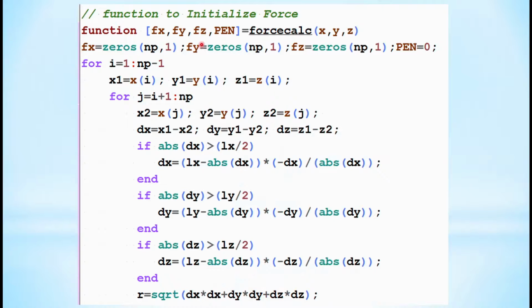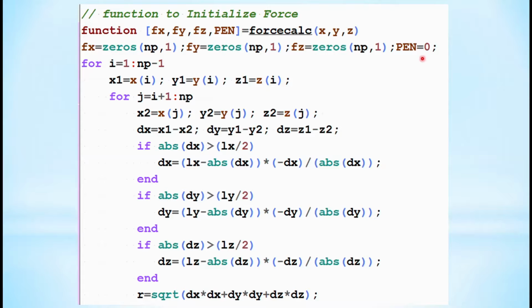This is the function. Fx, Fy and Fz are the outputs, that is the components of forces on the particles. Pen is the total potential energy of the system. The name of the function is force calc. X, Y, Z are the inputs, because to calculate the force we need the positions. Fx initially we have assumed 0, so Fx equals zeros(NP, 1). Similarly Fy and Fz, because initially we are considering force as 0, and then we'll add up the force on any particle due to all other particles. Pen, the total potential energy, is also considered as 0 initially.